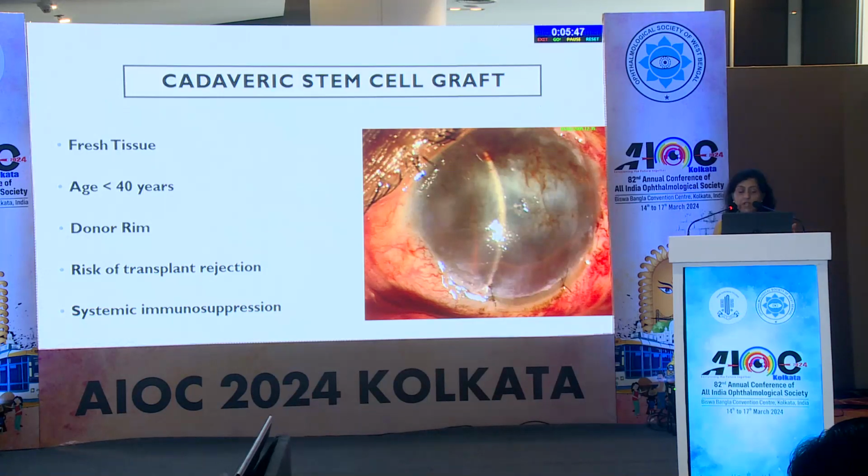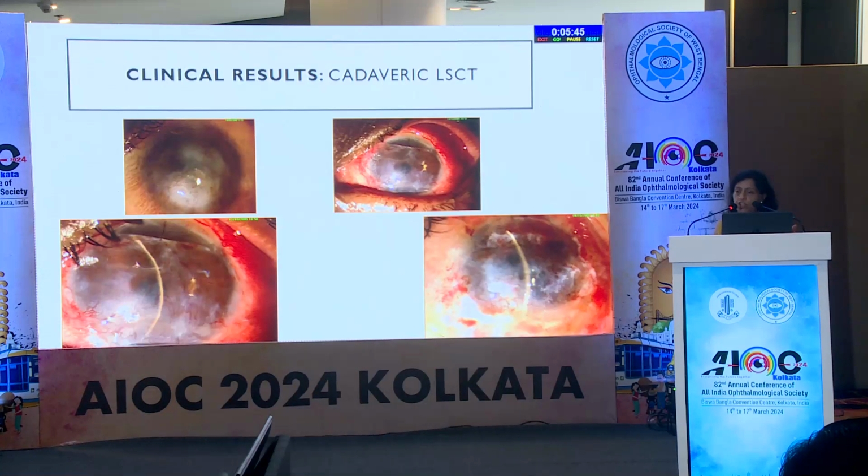So this can be done with a donor rim. If that is done, then you can use a donor aged less than 40 years, with as fresh a tissue as possible. But it does require systemic immunosuppression. So these are examples of cadaveric limbal stem cell transplant.